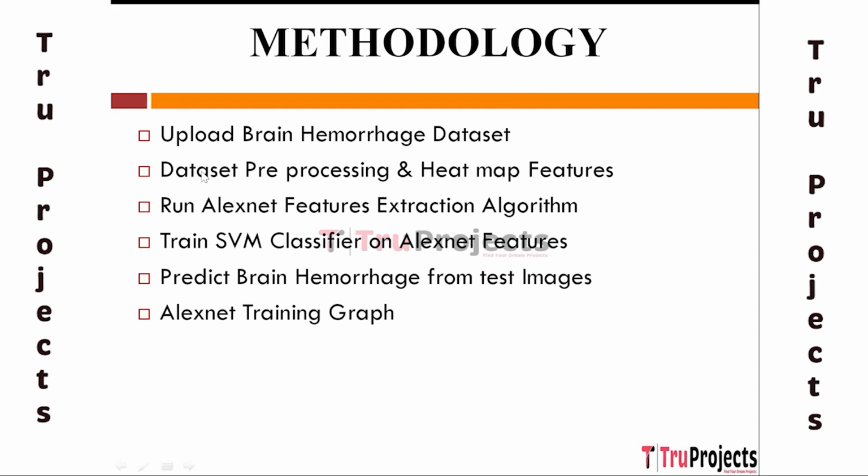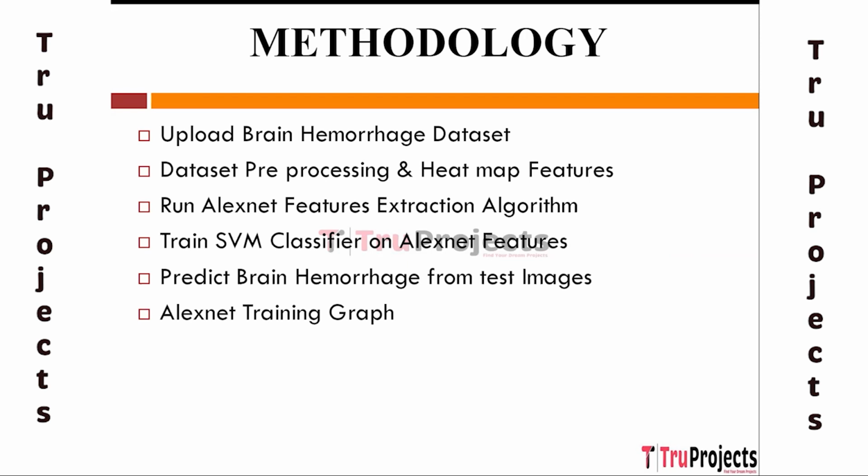Second module is Dataset Pre-processing and Heat Map Features. Before feeding the data into the model, it undergoes pre-processing to ensure it is in a suitable format for training. Common pre-processing steps include resizing all images to a uniform size, normalizing pixel values and converting the images into numerical arrays. Data augmentation techniques such as rotation, flipping and shifting may also be applied to augment the dataset and improve generalization.